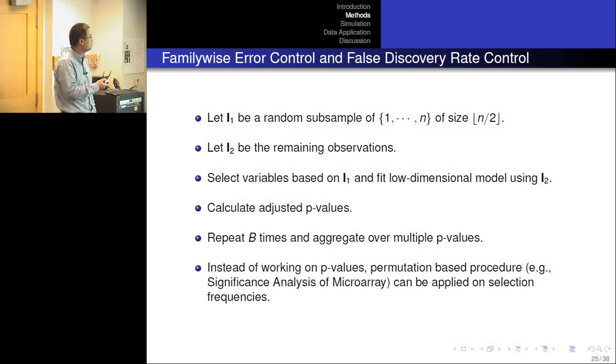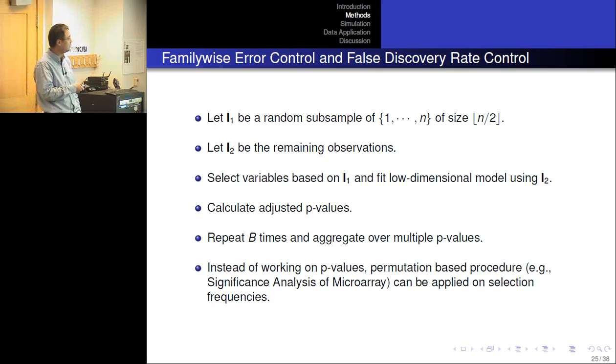The idea is, remember when we repeat many times, each time we draw a subsample to perform the variable selection. For example, I use I1 to represent the subsample I used to perform the variable selection. I have another half of the data set. I can use the other half of the data set to fit a low-dimensional model. For example, I can select a subset of variables using the first half of the data set.